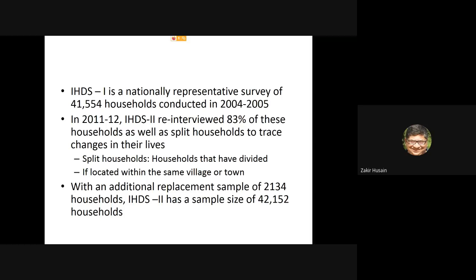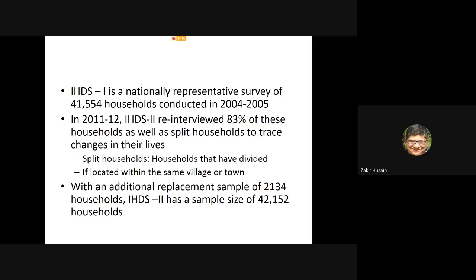So IHDS, these are just figures. It was a survey of 41,000 households. In the second round, IHDS 2, they re-interviewed 83% of these households. Now, households can be two things. Households can leave the area, migration. They can also split.